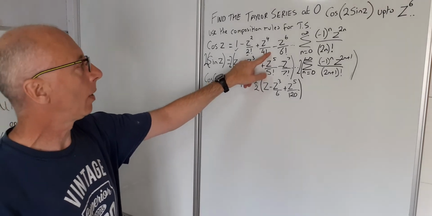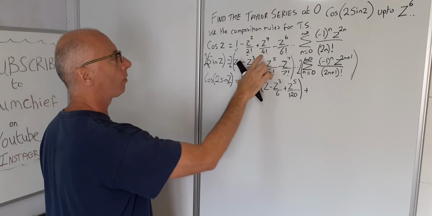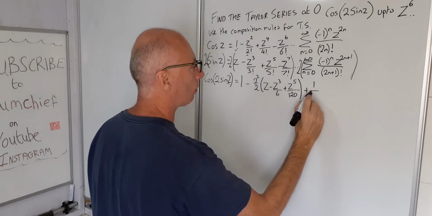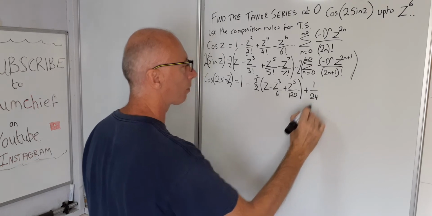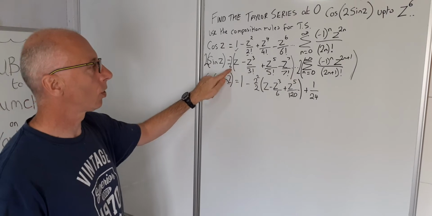Now for the fourth power. So now we're going to add 1 over 4 factorial is the coefficient. So that's 1 over 4 factorial, which is 24. And now we want this to the power of 4. So 2 to the power of 4.